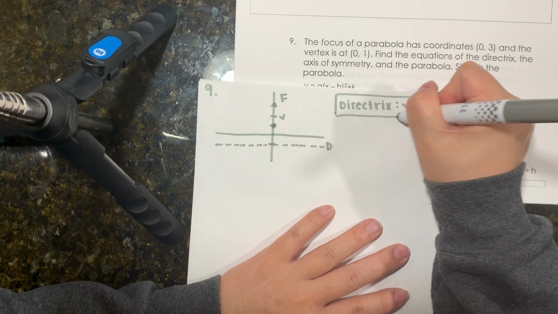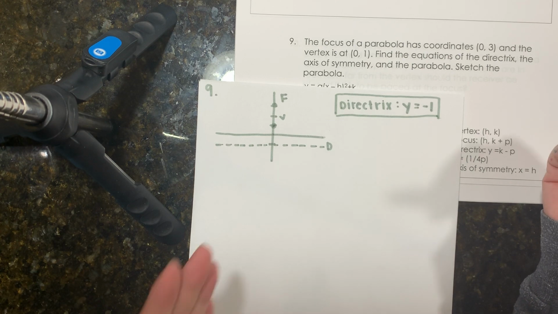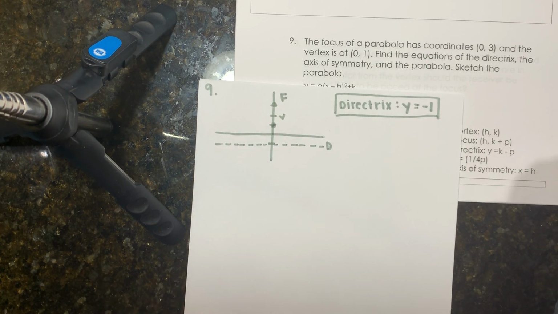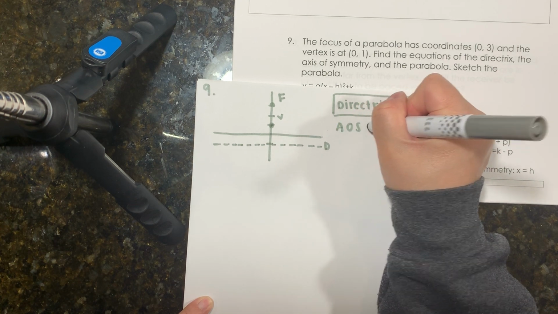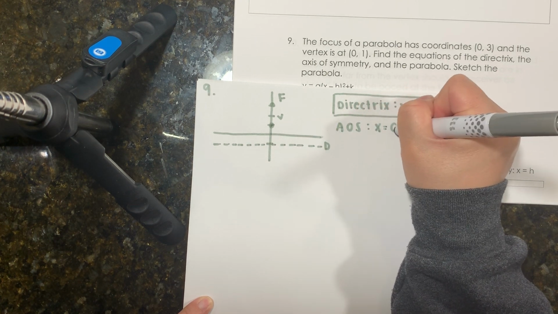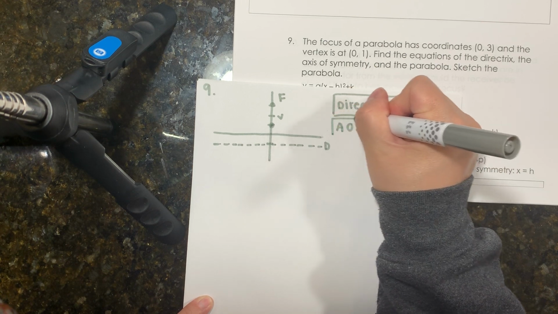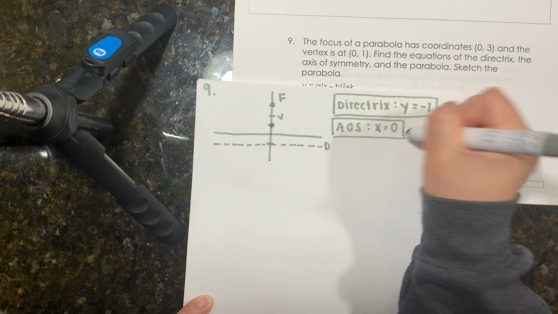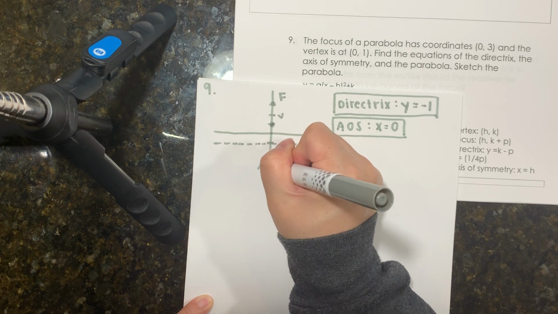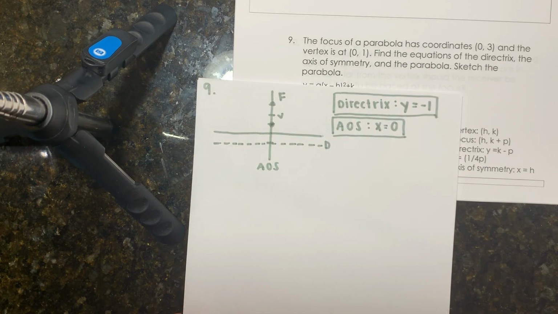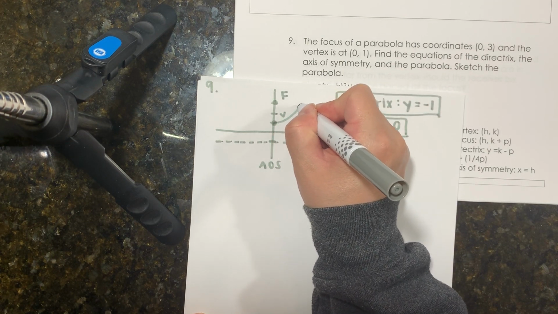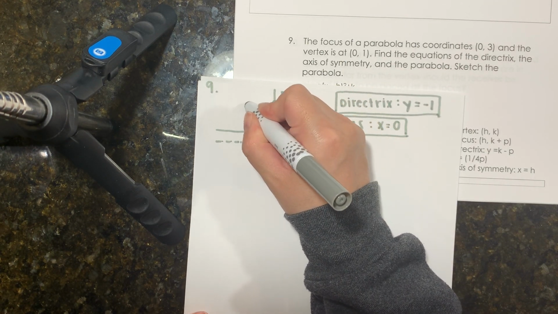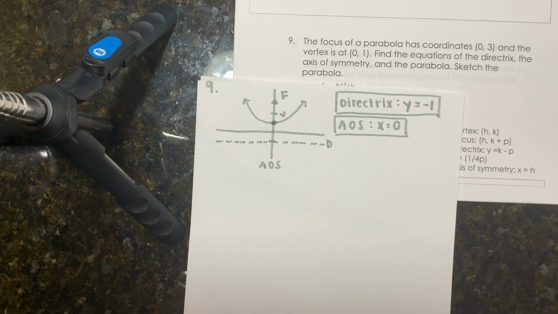We also know the axis of symmetry because remember the vertex and the focus are always on the axis of symmetry. So that means the axis of symmetry is going to be at x is equal to 0. So this right here is going to be my axis of symmetry. We also know that this parabola is going to open up because it's going to go away from the directrix or towards the focus. So that would be your sketch of your parabola.